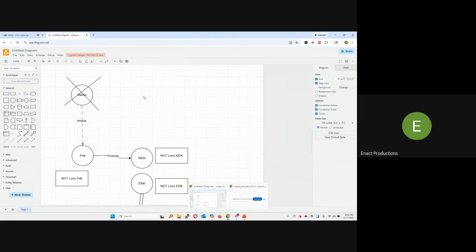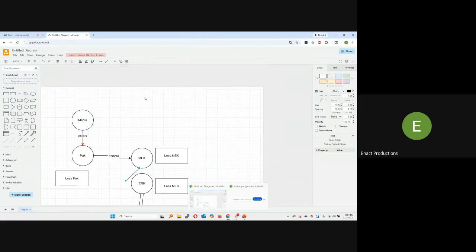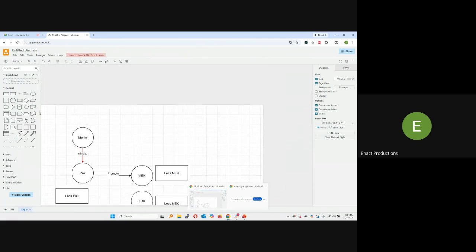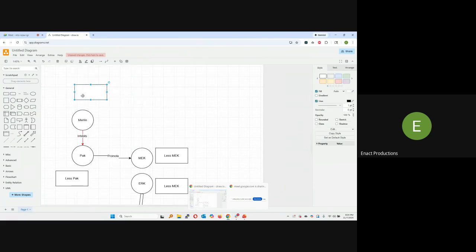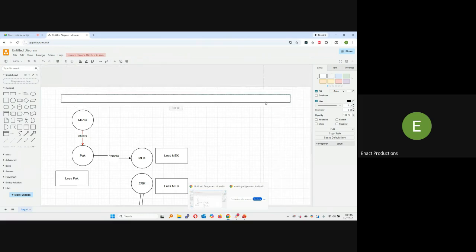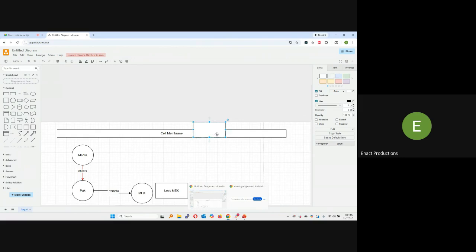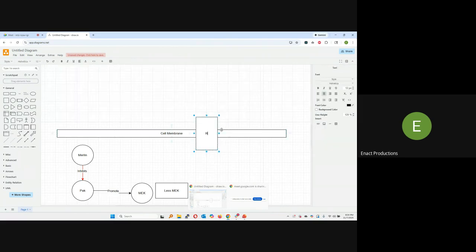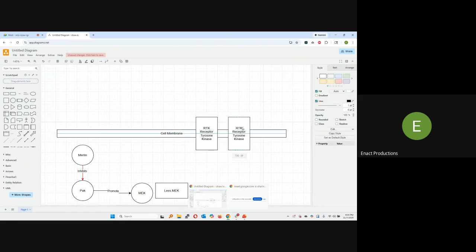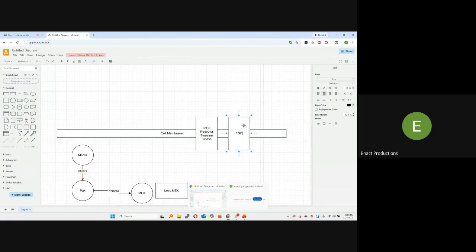So I'm going to go back to the healthy, normal-ish state. Normally Merlin's there, doing its thing to turn things off. What also is normal is that you have the cell wall, the cell membrane. And then you're going to have some kind of signaling happening. They're calling it RTK, that's receptor tyrosine kinase. This is also the same conceptual location as EGFR, epithelial growth factor receptor.